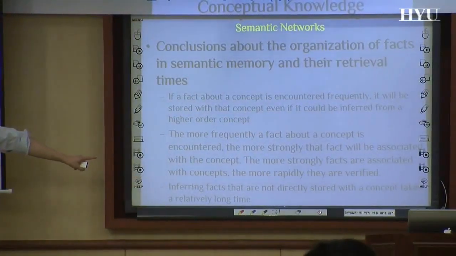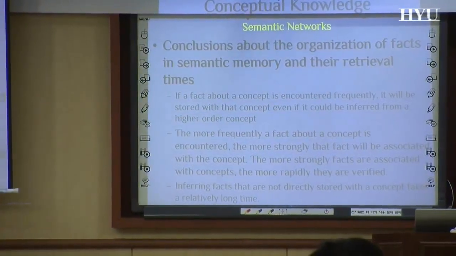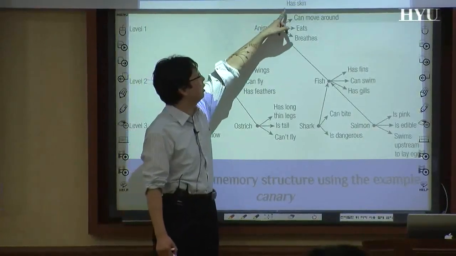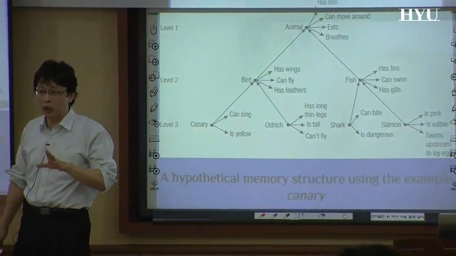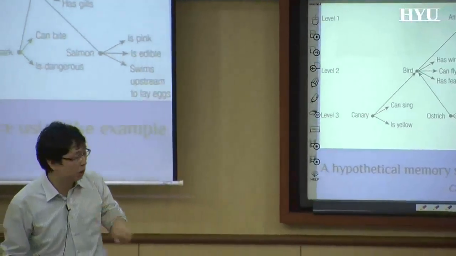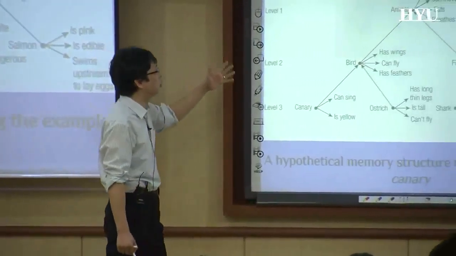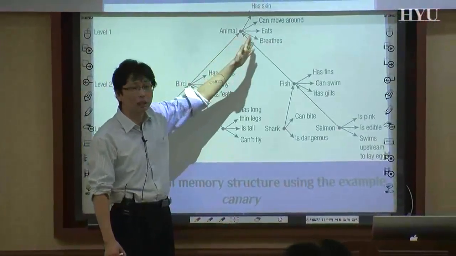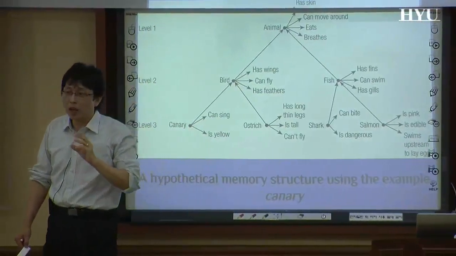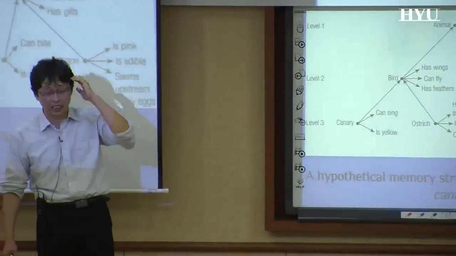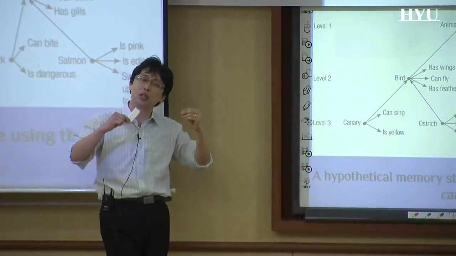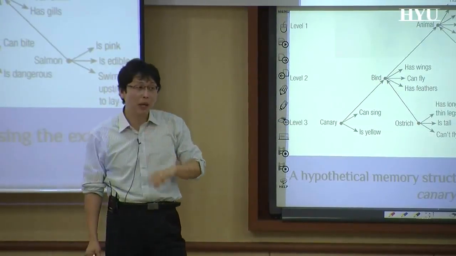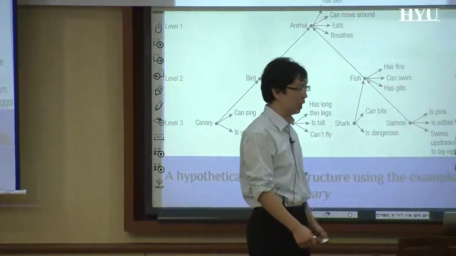And then inferring facts that are not directly stored with the concept takes a relatively long time, such as we mentioned yesterday about canary has a skin in here, right? It takes a long time because we need some time to retrieve from level 3 to level 1 to retrieve canary has a skin, or canary can breathe, canary can eat something. Because we do not have these kinds of knowledge in here directly, so we need some time to retrieve and time to infer from one knowledge to another. So that is the basic idea of semantic network.